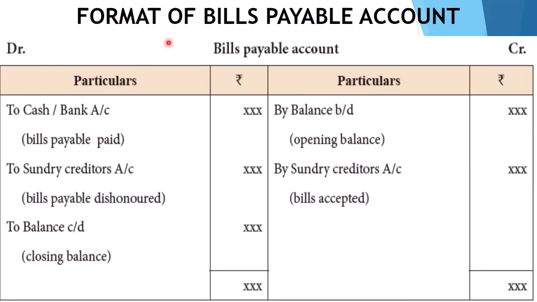Next is format of bills payable account. So for bills payable too, we'll have a credit opening balance and a debit closing balance. So by sundry creditors, that is bills accepted, is credited. Then to cash or bank account, bills payable paid. To creditors, sundry creditors account, bills payable dishonored. So let's work out a problem based on this.